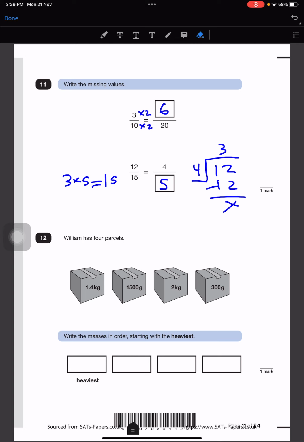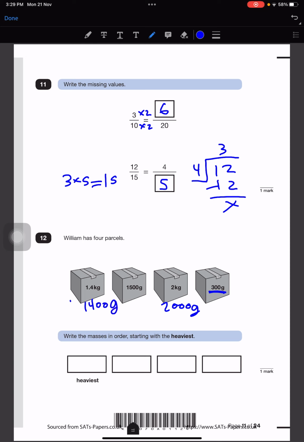Next, William has 4 parcels. Okay, write the mass in order starting with the heaviest. Okay, so what we're going to do is change these into kgs. Okay, so actually wait, we will have to change it into grams because this one can't be changed into kg. So let's change them into grams. So this will be 2,000 grams, and this will be 1,400 grams.